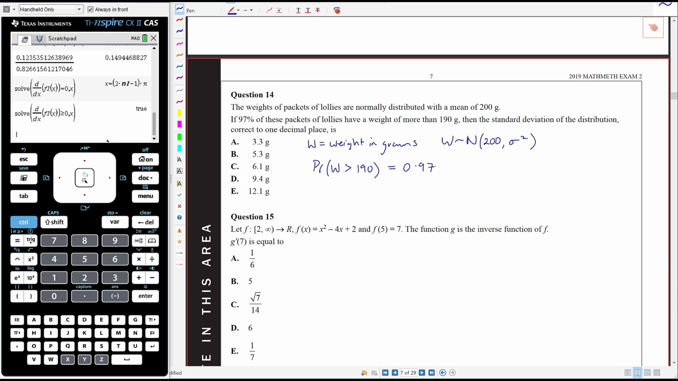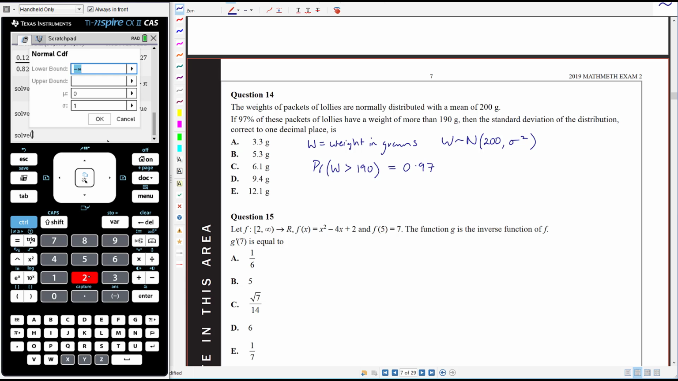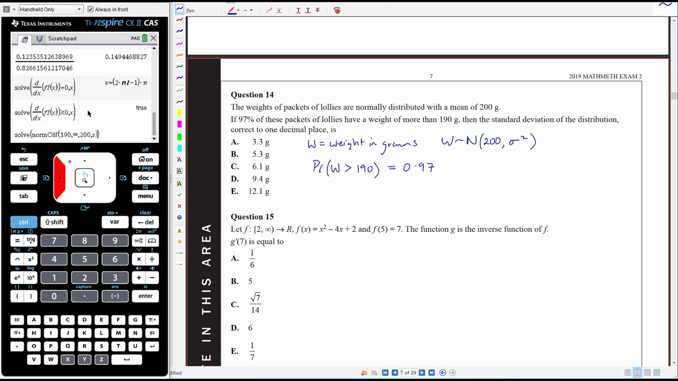When we only have the mean or the standard deviation unknown, our CAS can solve an equation involving Normalcdf, so we'll do that. Menu 3.1. And then menu 5.5.2, Normalcdf. Okay, lower bound is 190, upper bound is infinity in a normal distribution. The mean is 200, and the standard deviation is what we don't know. I'm going to call that S. Now, my CAS won't like having an unknown in that box. It'll give me an error, too few arguments, etc. Okay, that's fine. We want that probability to be equal to 0.97. And we want to solve for S.